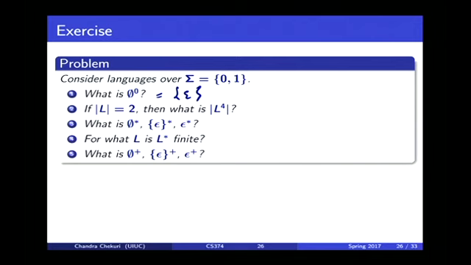If L has 2 strings, then what is L to the 4? Again, it's a similar question to that. You cannot tell. You would think that it should be 2 to the 4, but it could have less than that. So we cannot tell exactly. It depends on the structure of L. So it's at most 2 to the 4, but it can have less.